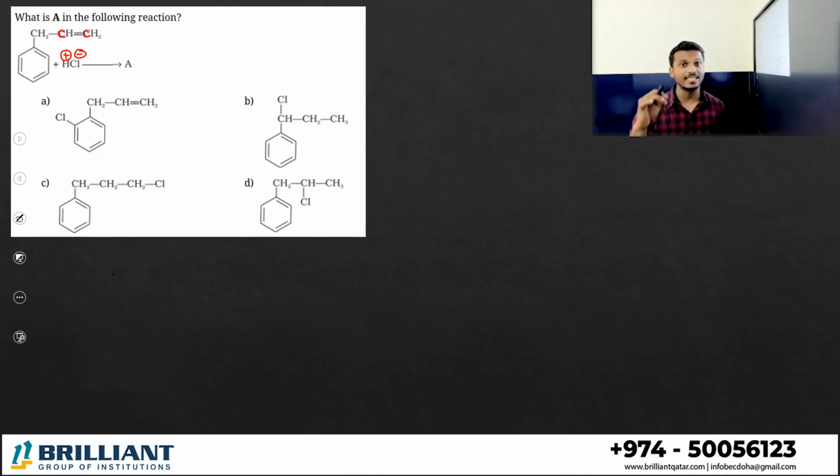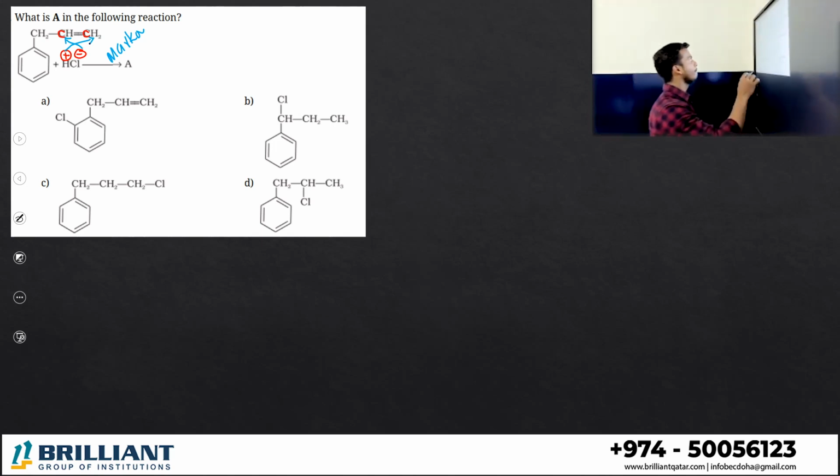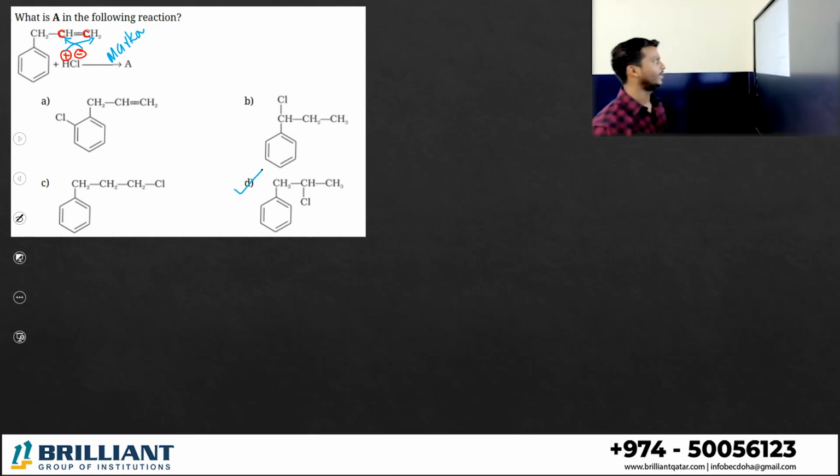HCl contains H plus and Cl minus ion. In the absence of peroxide, they didn't mention any peroxide here, which rule do we have to follow? Markovnikov's addition. Yes, right. What is Markovnikov's rule? The negative part goes to the carbon containing fewer hydrogens. The positive part goes to the carbon with more hydrogens. What is the product? Chlorine on the second carbon. Option D is the correct answer. Simple Markovnikov addition of HCl to an unsymmetrical alkene.